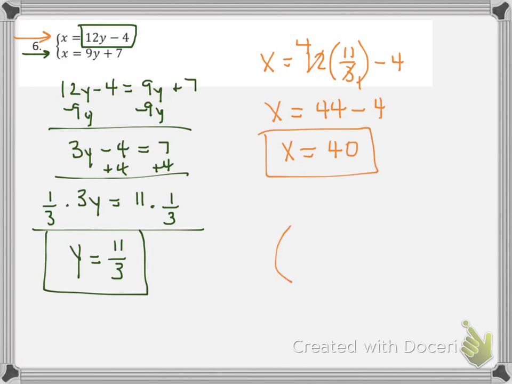And there are my two values. The x value is 40. The y value is 11 thirds. And that is the solution to this system. It's the only point that makes both equations true, and it's our intersection of the two lines.